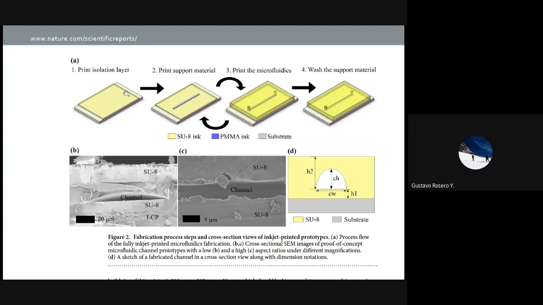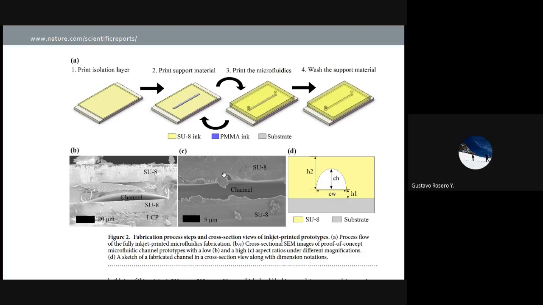That means that they print this configuration with SU8 ink, and then they print the channels with PMMA ink that is homemade by the authors. They use different layers in order to build a microfluidic device in 3D. The idea of this paper is to print different layers or characterize different layers from SU8 ink and PMMA ink.